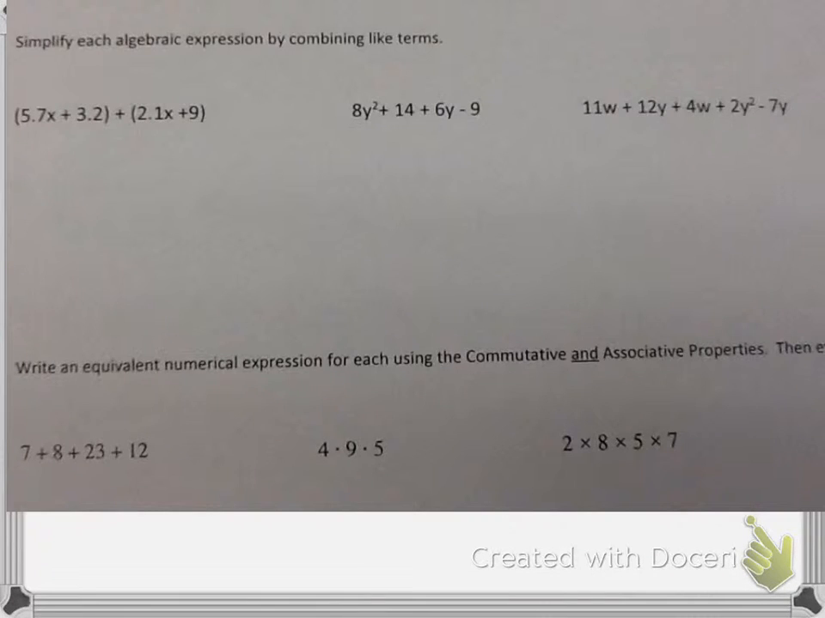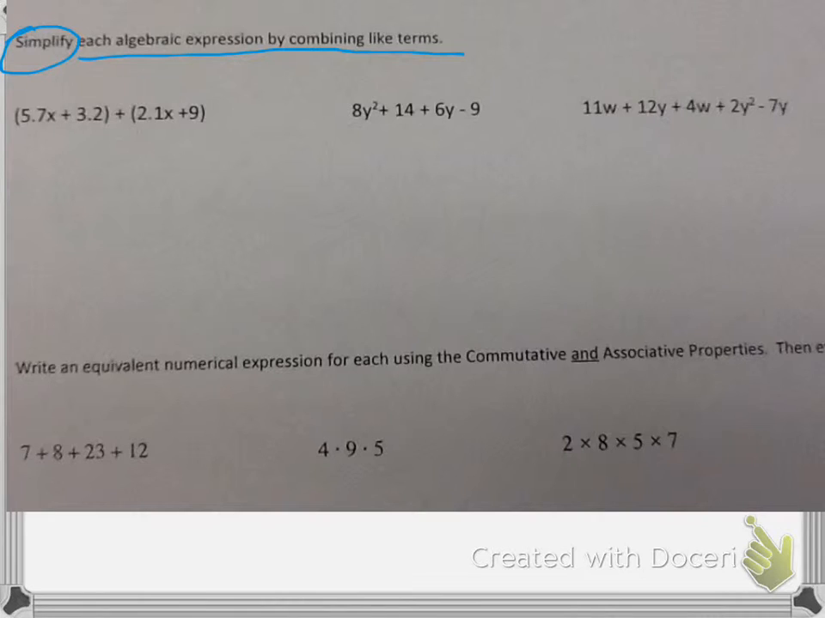This next section is to share with you the precision standard on the Chapter 8 formative. So, first part says simplify each algebraic expression by combining like terms. Remember, like terms are numbers with the same variable raised to the same power. Remember, those are things that have all the same stuff in them. They might have a different coefficient, but everything else would be the same.